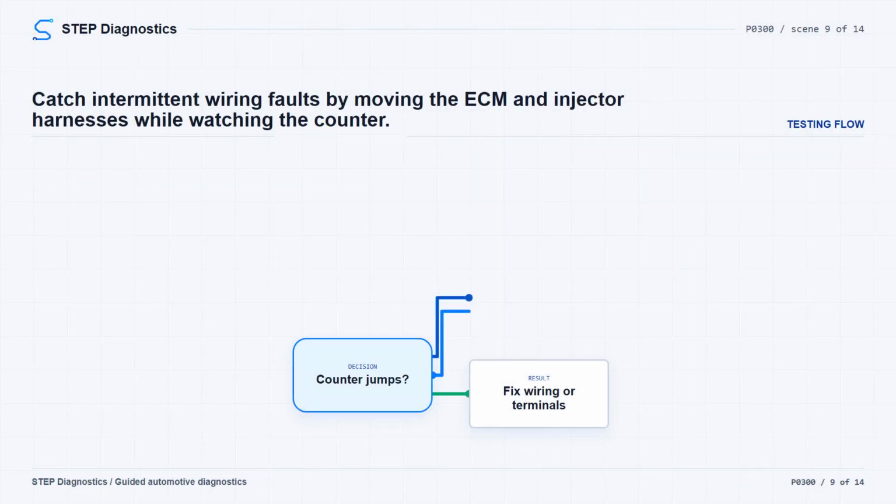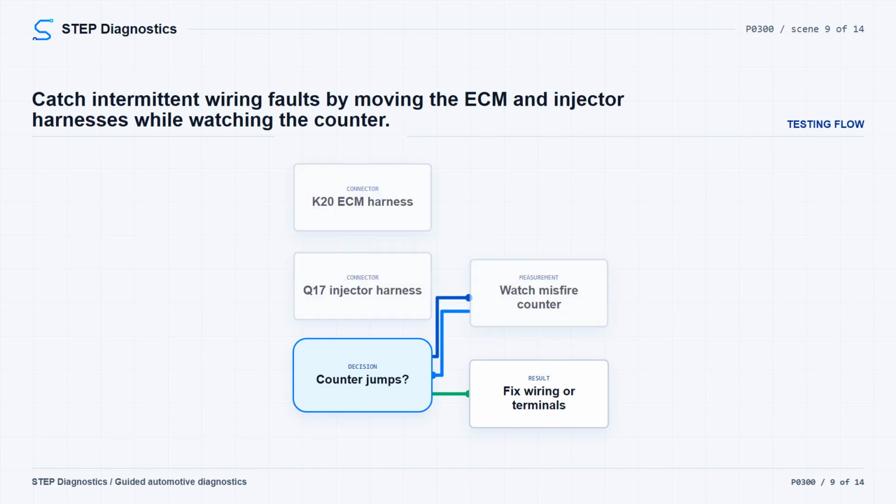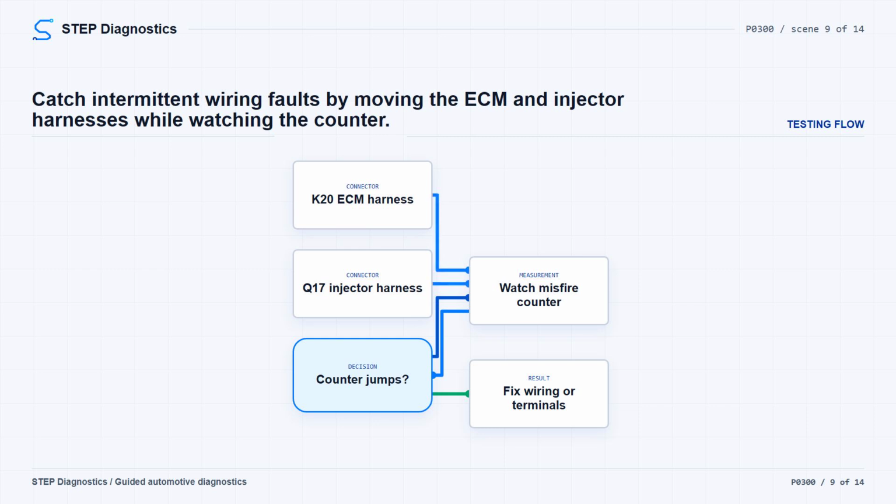With the misfire counter still being monitored, wiggle the harnesses and connectors at the engine control module and the fuel injectors. High resistance in an injector circuit can set P0300 without setting a separate injector circuit code, so this part matters. If the misfire counter increments during the wiggle check, repair the wiring, terminals, or connectors as needed. If the counter does not increment, continue to operating condition verification.